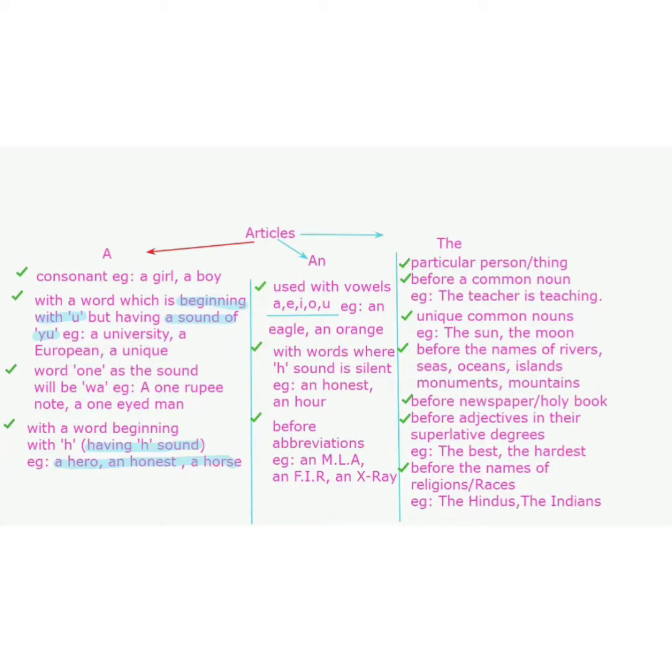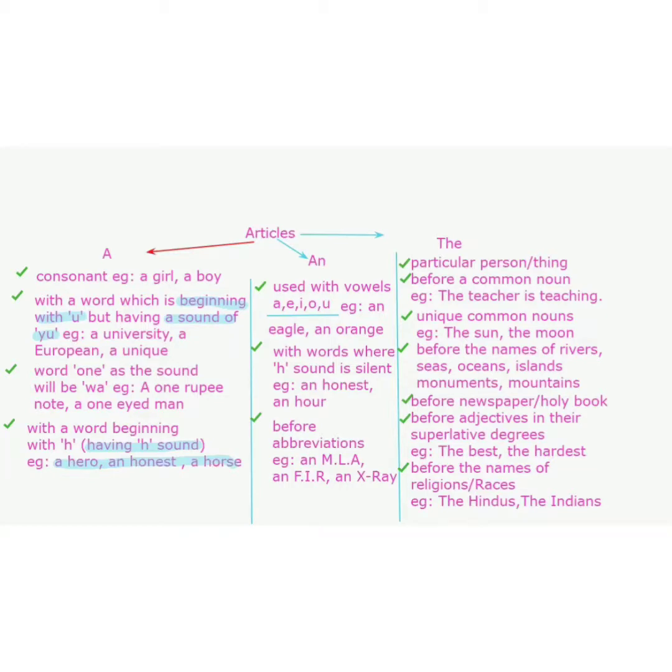Forward and learn the usage of the. Now, as you already know, the is used with a particular person or a thing. Whenever we talk about a common noun, we use the. For example, the teacher is teaching. Teacher is obviously a common noun because it refers to an entire community. Whenever we talk about some unique common nouns, like for example, sun, moon, then we use the. Whenever we talk about the names of rivers or seas, oceans, islands, monuments, mountains, then we use the.